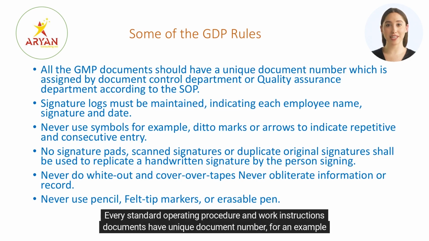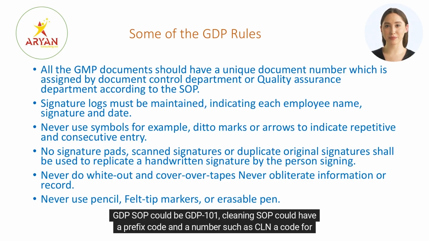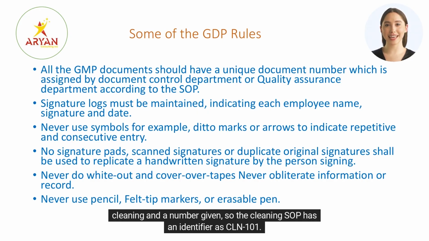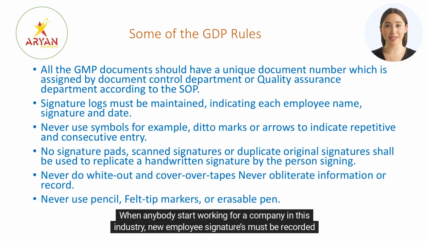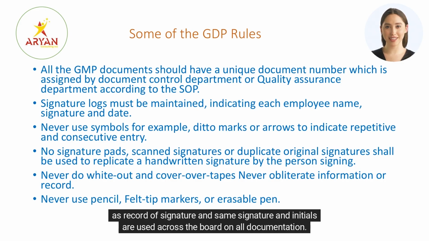Every standard operating procedure and work instruction document has a unique document number. For example, a GDP SOP could be GDP 101. A cleaning SOP could have a prefix code and a number, such as CLN, a code for cleaning, and a number given, so the cleaning SOP has an identifier as CLN 101. When anybody starts working for a company in this industry, new employee signatures must be recorded as a record of signature, and the same signature and initials are used across the board on all documentation.